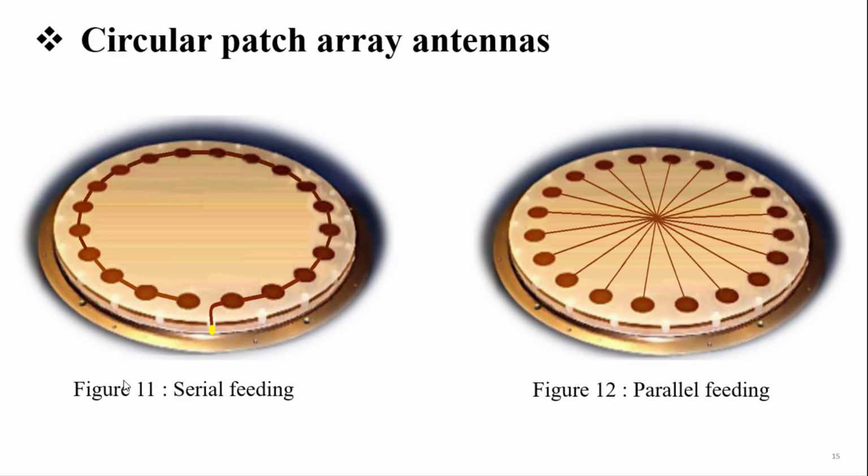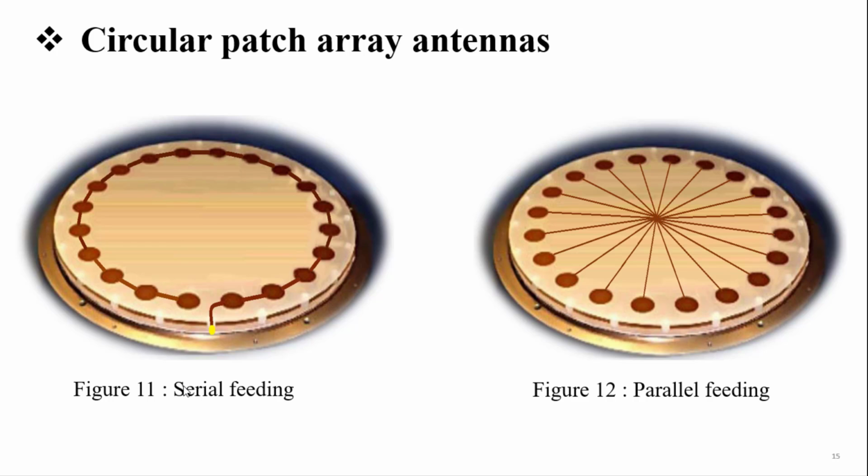So in figure 11 we have serial feeding. Okay, so the first element feeding is at the start. Okay, and we have in figure 12 parallel feeding. Okay, so the excitation is at the center of our array antennas. Okay, so we have two geometries, serial feeding and parallel feeding.